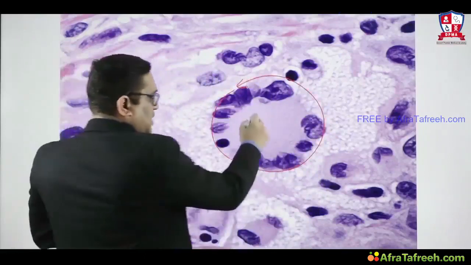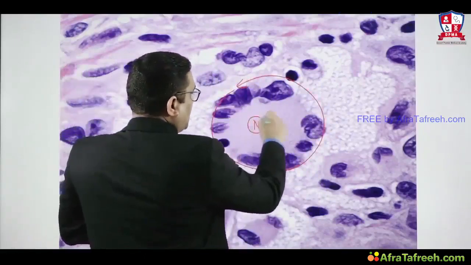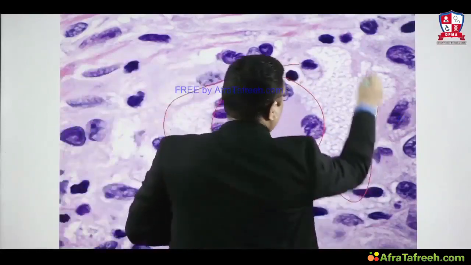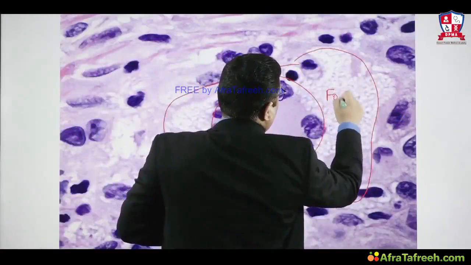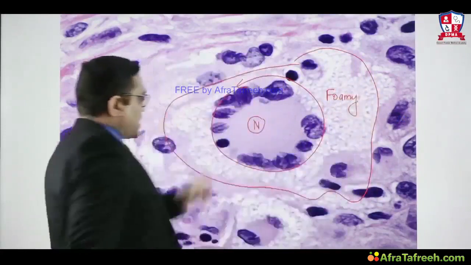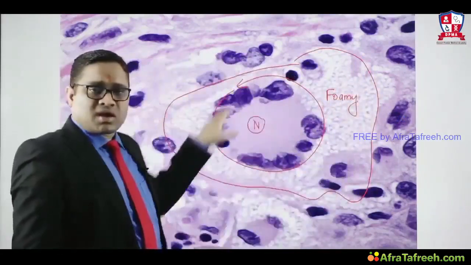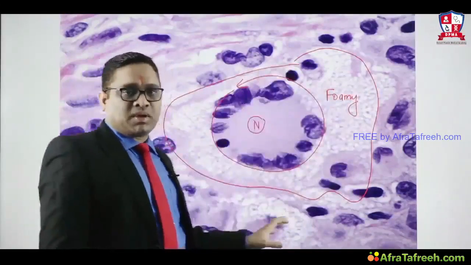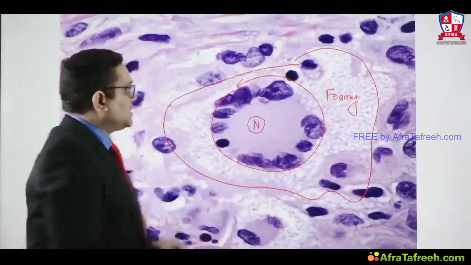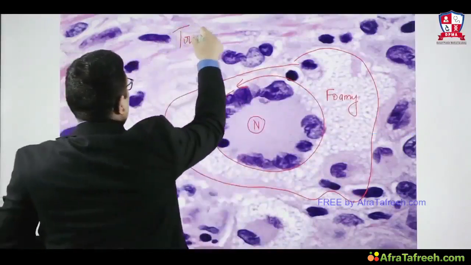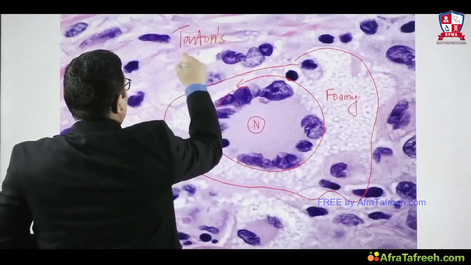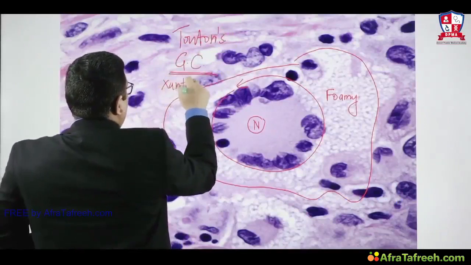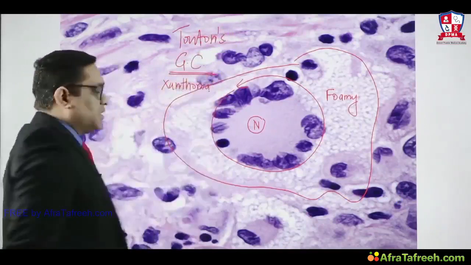Within the ring of nuclei the cytoplasm is normal, and when you look at the area outside, you can see there is a foamy cytoplasm, right? So there is a ring of nuclei with normal cytoplasm, and outside there is a foamy cytoplasm. So this is a Touton giant cell. What is this picture? This picture is a Touton giant cell, and Touton giant cells are seen in which condition? Xanthoma. That is how the question had been asked in the All India exam, right?